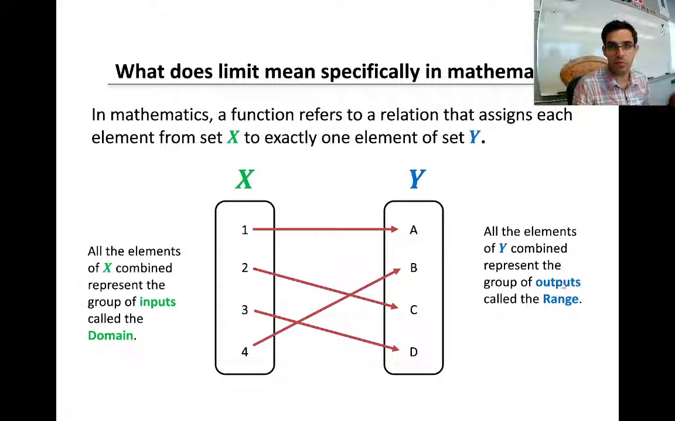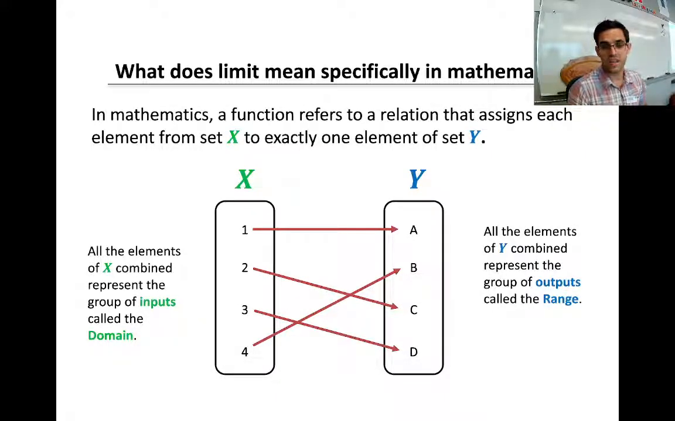Anyways, in math, we're going to talk about functions as such. It refers to a particular relationship that assigns each element in some input set, we're going to call set X, to exactly one element in an output set, we're going to call set Y. So in this case, set X is 1, 2, 3, 4.